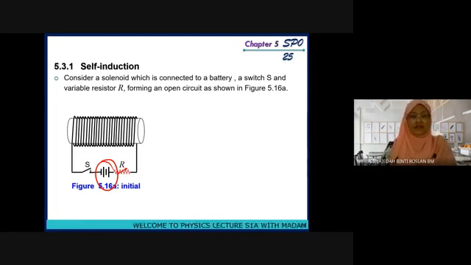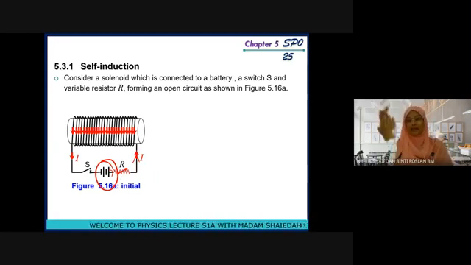Okay, ni dia switch on. Ni tengok ni, dia switch on. So current flow adalah daripada terminal positif. So this is your current. So akan ada current flow. By using right hand grip, keluarkan tangan kanan, right hand grip, current naik atas, dia masuk macam tu.